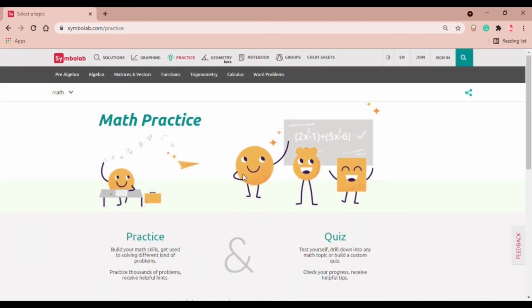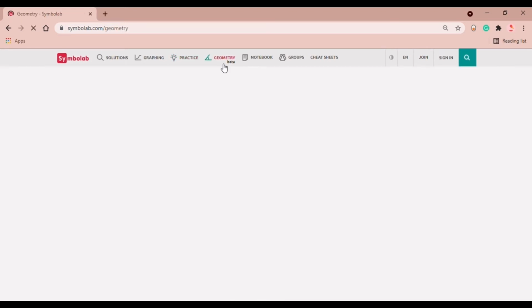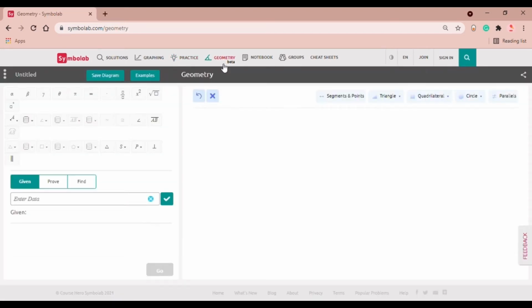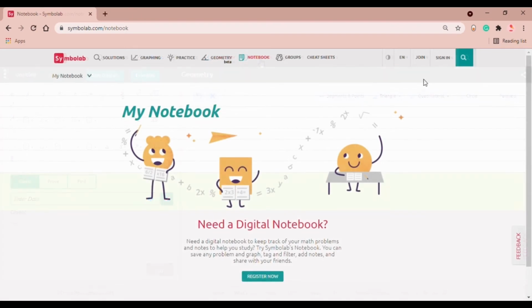So now let's go to the geometry part. As you can see here, there are some symbols and operations that are usually used in geometry. You can enter your data here, and then the answer will be given at this part. Basically that's all for this geometry part. So let's go to the notebook. This is the notebook part, or my notebook. However, you need to register in order to use this feature.